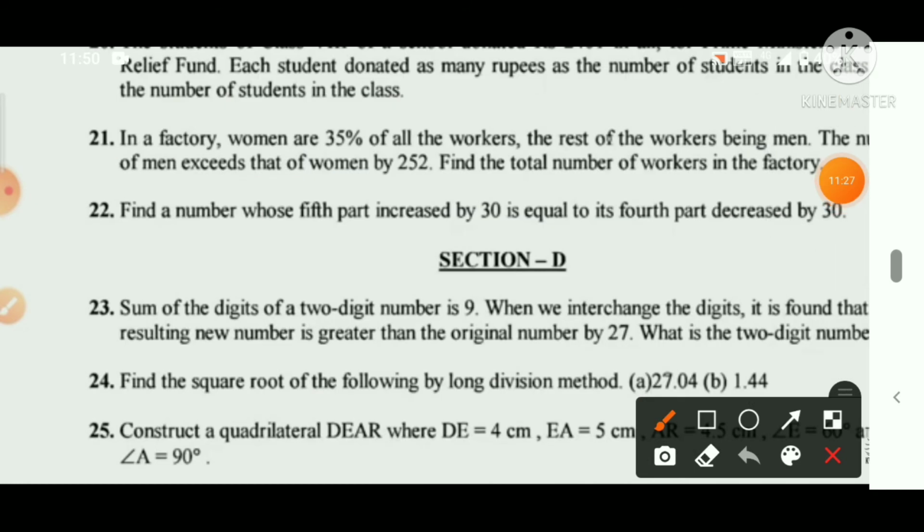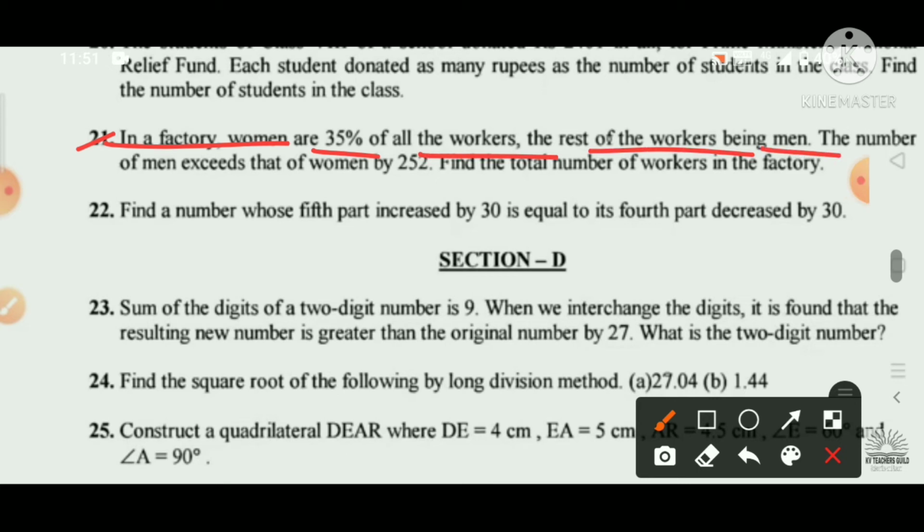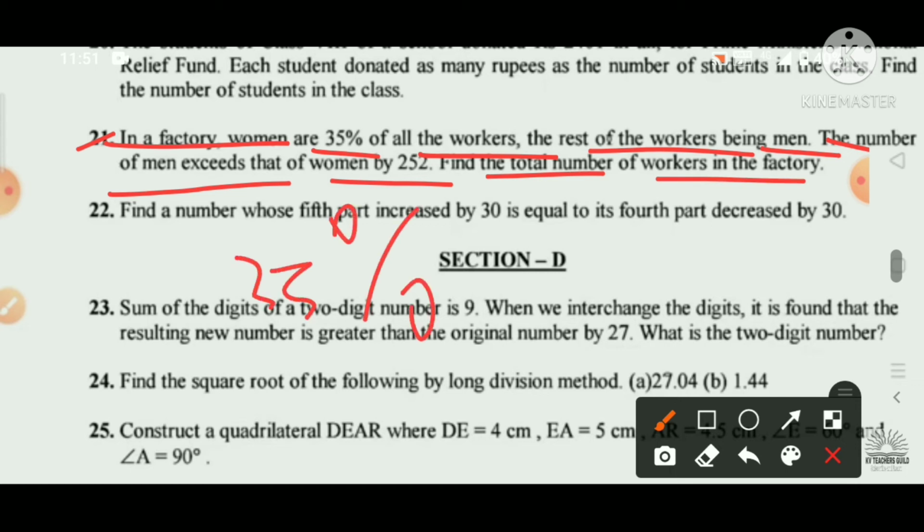In a factory, women make up 35% of the workers, the rest being men. The number of men exceeds that of women by 252. Find the total number of workers in the factory. 35% are women, so to find the men, 100 minus 35, we will get 65% men.